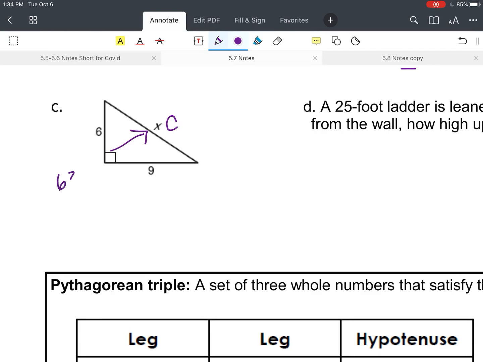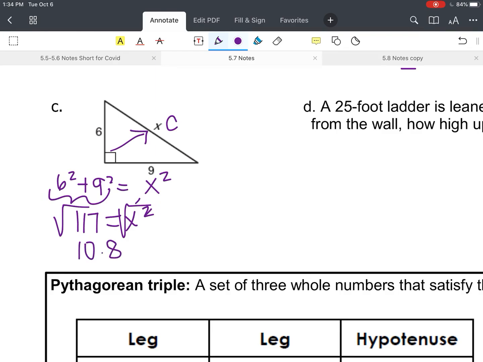Letter C. All right, opposite the right angle is the hypotenuse, x. So I'm going to say 6 squared plus 9 squared equals x squared. I'm trying to find my hypotenuse. These are on the same side of the equation, so I can combine them, and that's going to be 117 equals x squared. When I take the square root of both sides, the square root of 117 is not a whole number. It's actually 10.8, roughly, rounding. So you'll sometimes see the answer as 10.8.